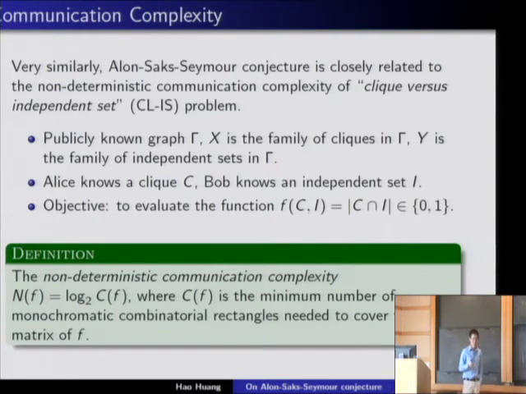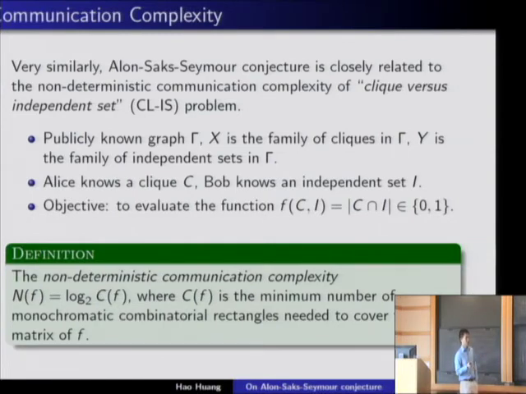So in the two-party communication model, suppose we have a publicly known graph Gamma, X is a family of cliques, and Y is a family of independent sets. A clique is where every two vertices are connected, and an independent set is where every two vertices are not adjacent. So Alice now knows a clique C from X, Bob knows an independent set I from Y. What they want to do is to know whether the clique and the independent set intersect.